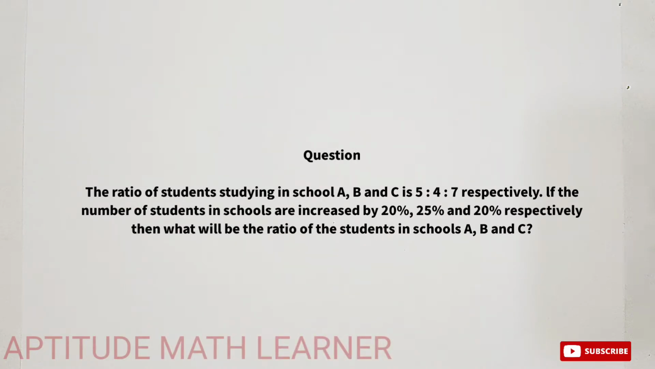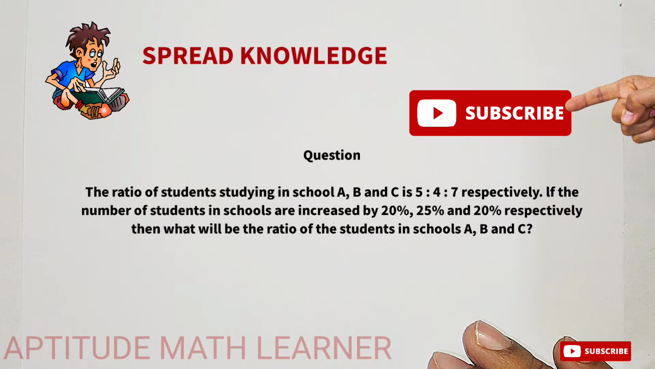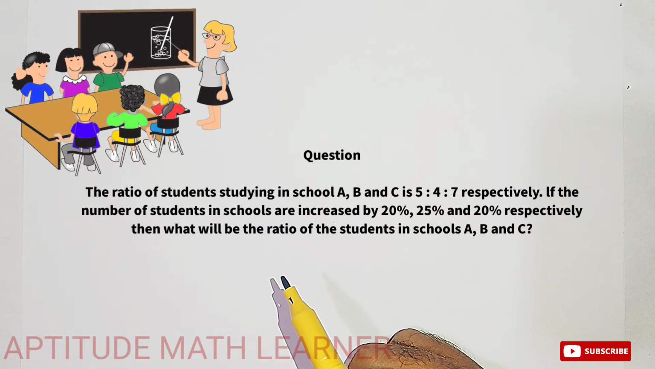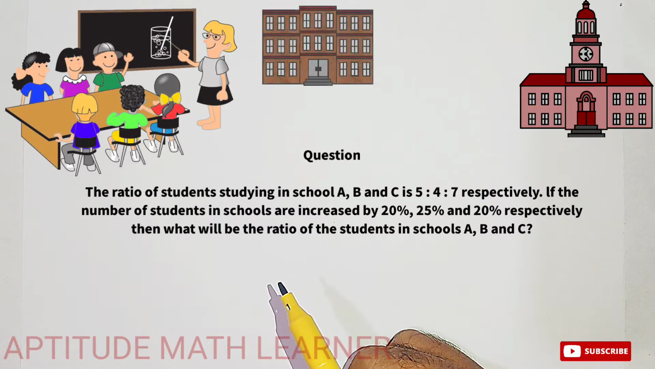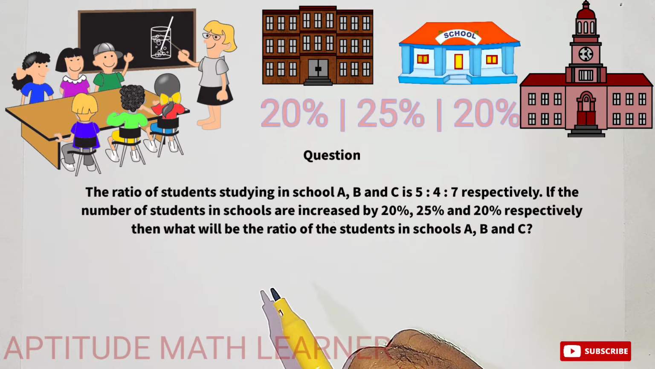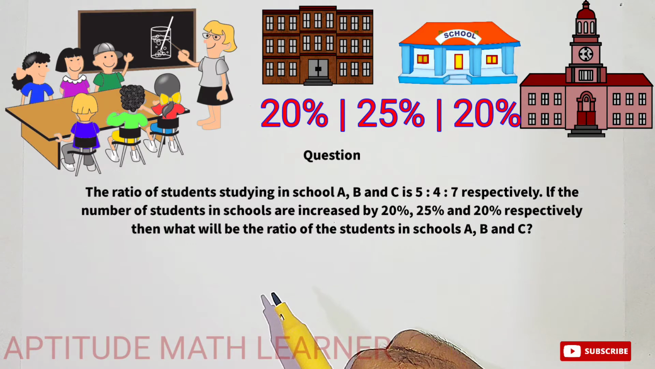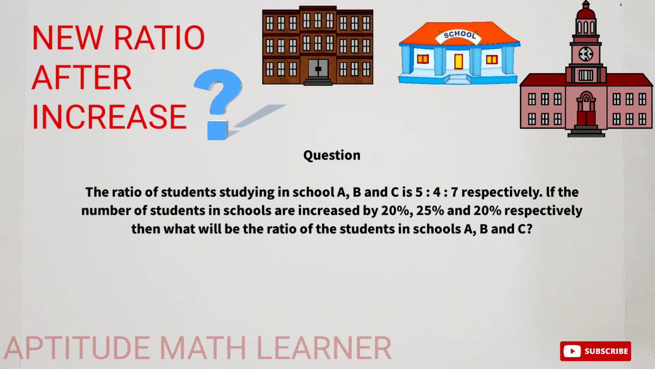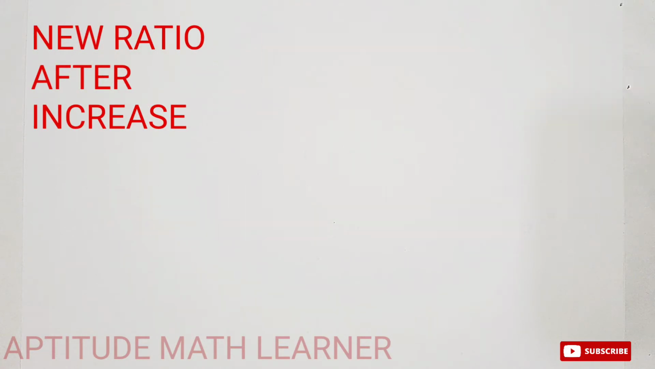Guys, today we have a very interesting question, and in this question we have both ratio and percentage. The question is: the ratio of students in schools A, B and C is 5:4:7 respectively. If the number of students in the schools is increased by 20%, 25% and 20% respectively, then what will be the ratio of students in schools A, B and C respectively?